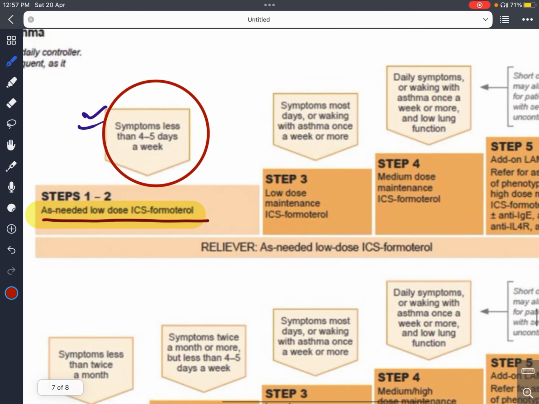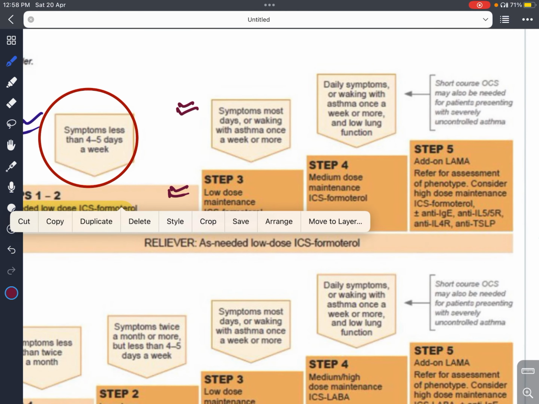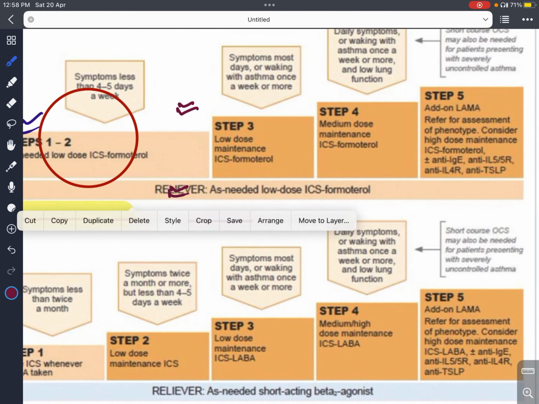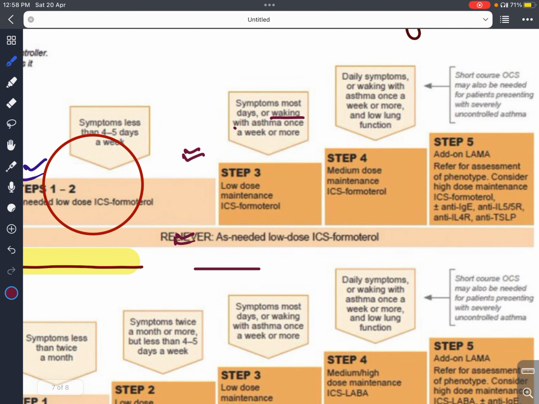Now, if we go on to step three, you have to give a low dose maintenance therapy of ICS plus formoterol. In which patients can we consider step three? If the symptoms occur most of the days, or if the person has an asthmatic episode while walking once a week or more, then we have to go for step three. That is, we go with low dose maintenance, that is ICS formoterol.